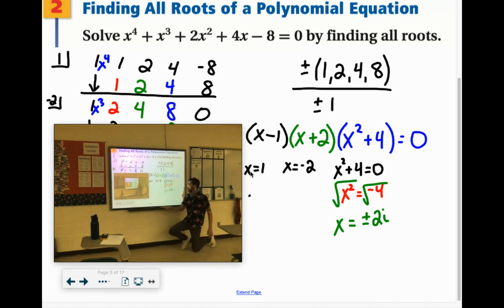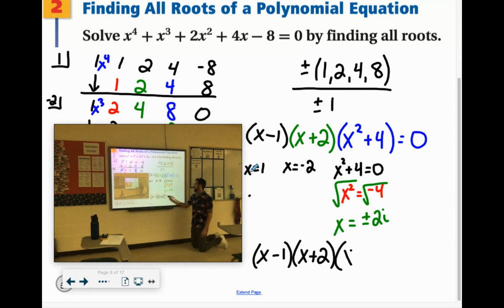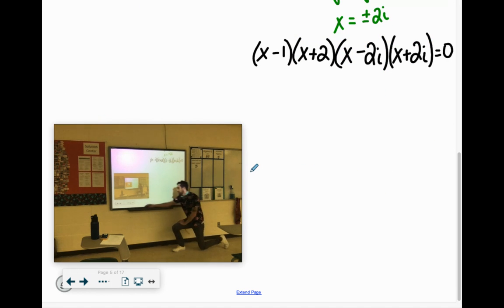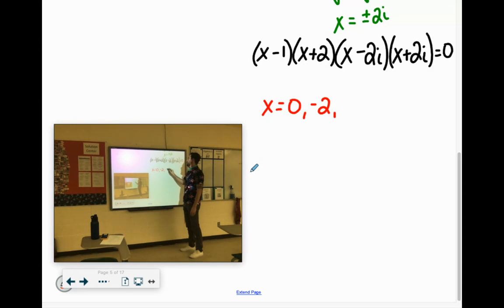So here's how we're going to write our final answer here. We got the x minus 1. We got the x plus 2. We've got the x minus 2i. We've got the x plus 2i equals 0. So that is it factored completely, but we just need to list our final answers as zeros. So we would say x equals 1, -2, 2i, and -2i.